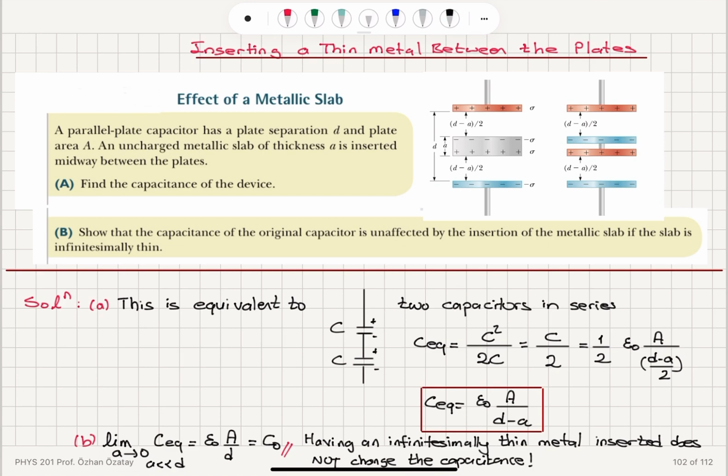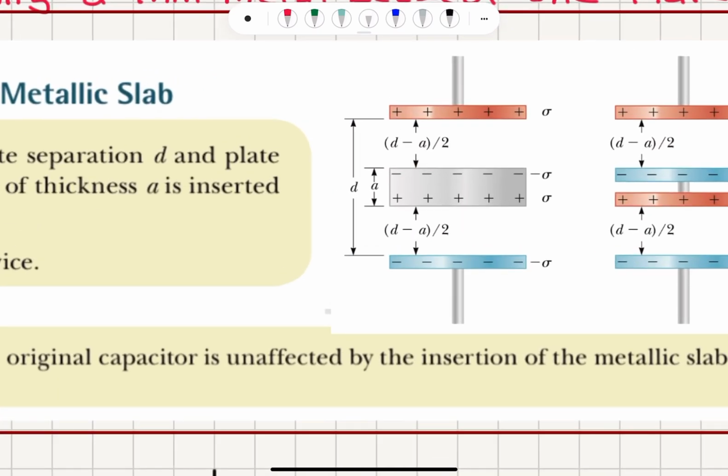Okay, so we talked about the effect of inserting a thin metal between the plates of a parallel plate capacitor, original separation D. If this slab of thickness a is put right in the middle, the mobile electrons will move in such a way that we have a negative charge distribution close to the positively charged plate and a positive charge distribution close to the negatively charged plate, and the separation between the surface charges will be (D minus a) over 2.